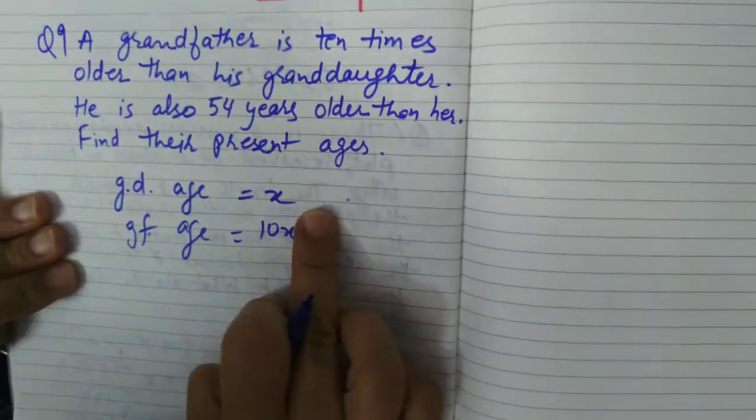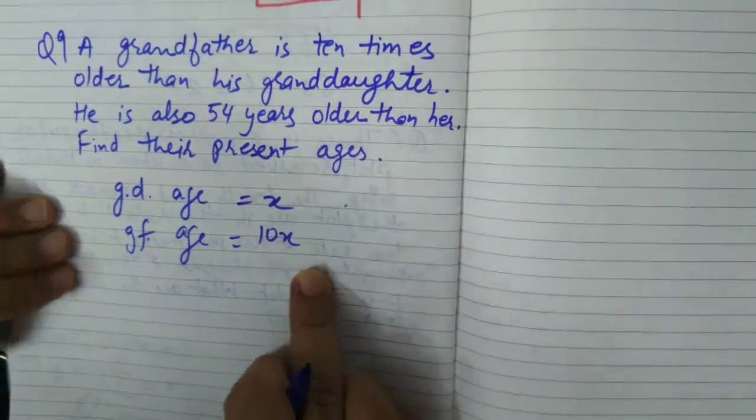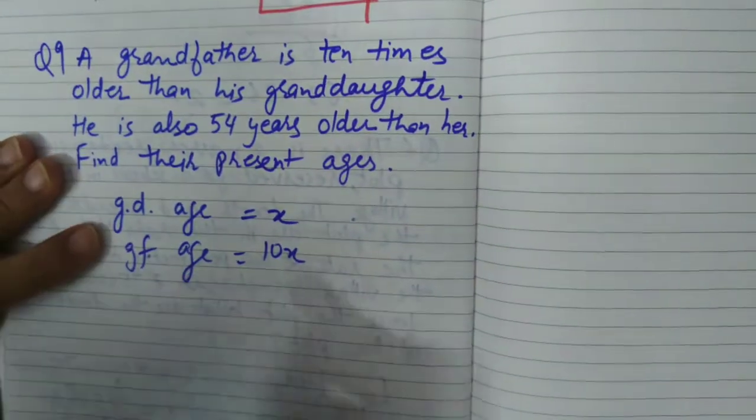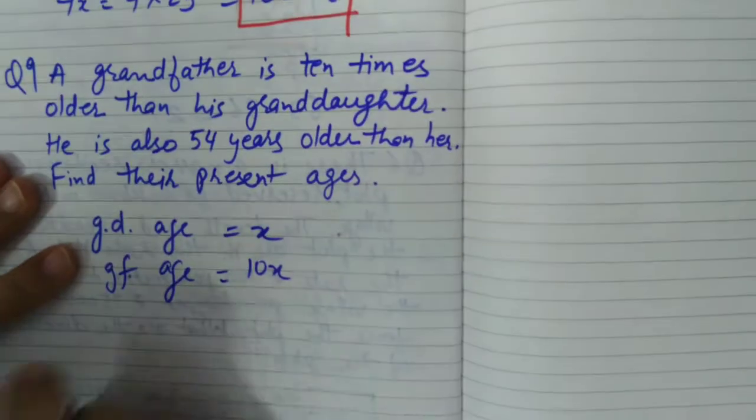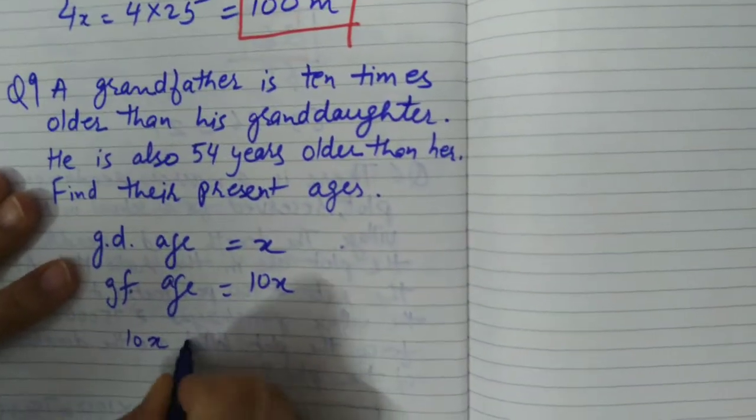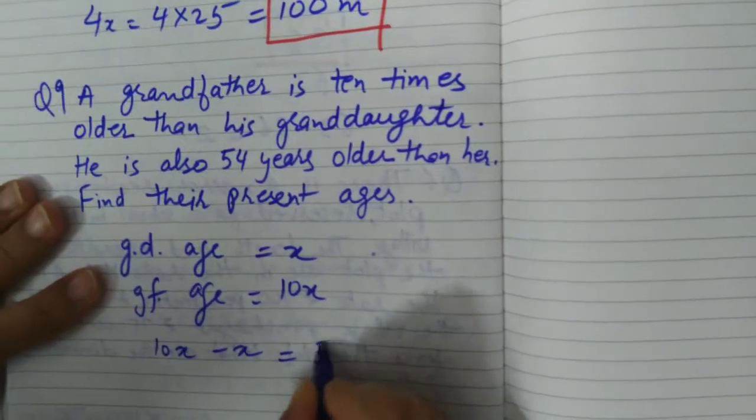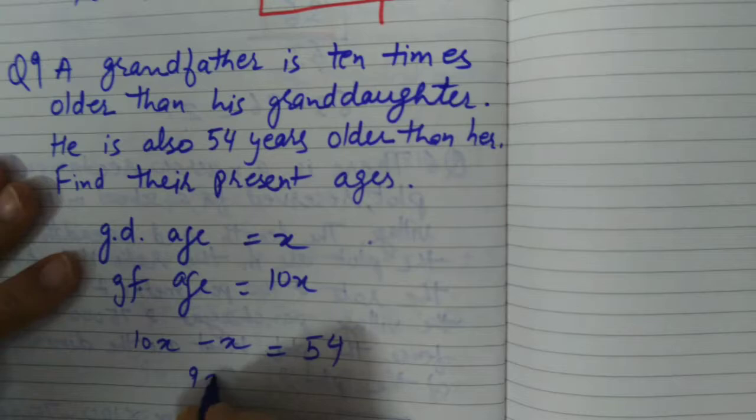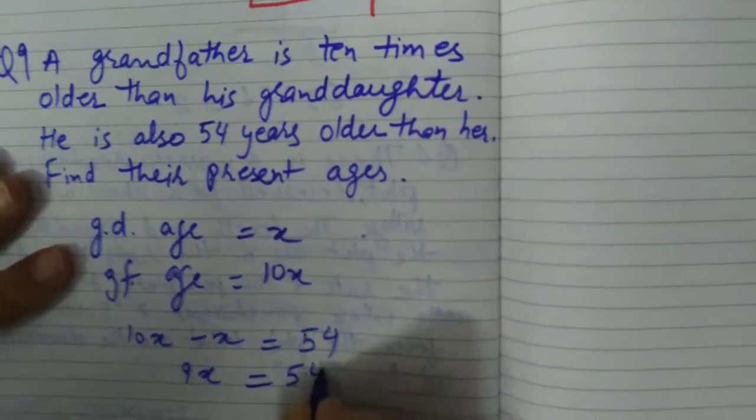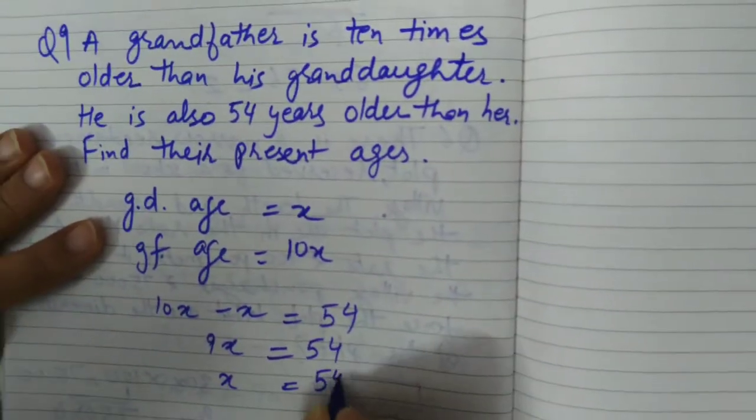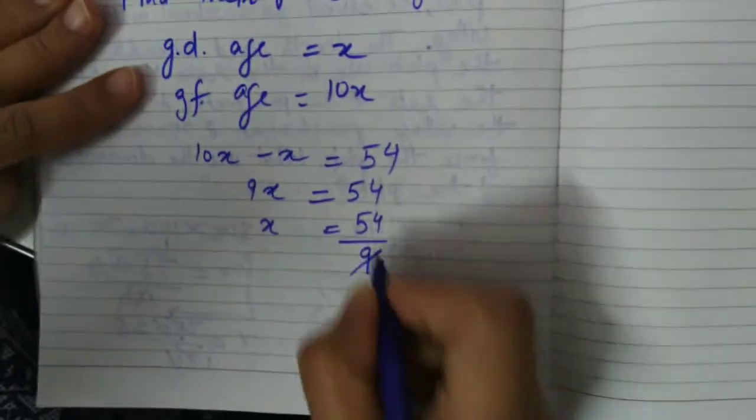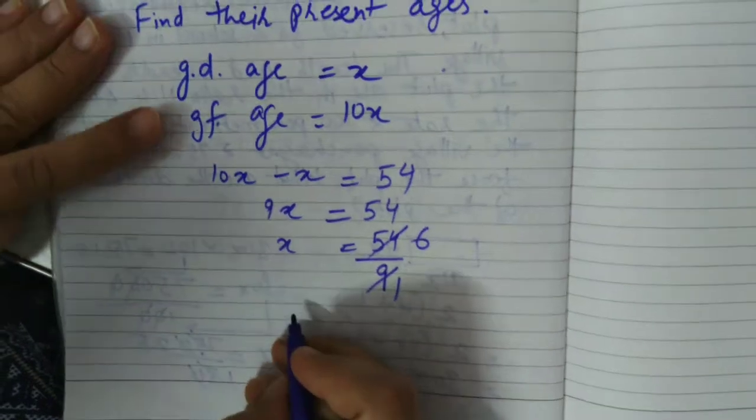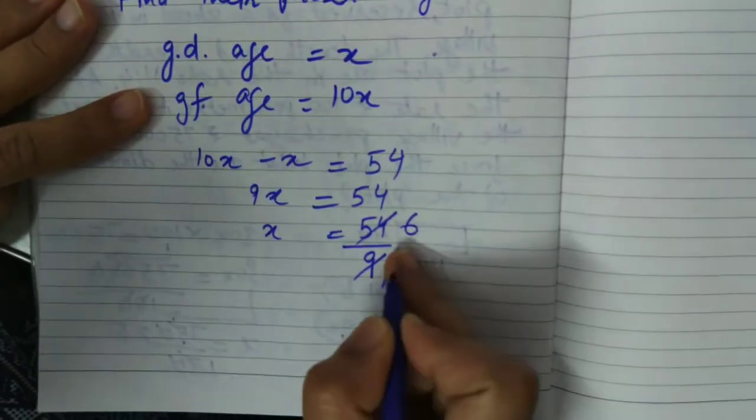So granddaughter is x and grandfather's age is 10x. Now further they have written he is also 54 years older than her. So 10x minus x equal to 54. So very simple equation. Now here this becomes 9x equal to 54. x equal to 54 upon 9. So 9 6s are 54. x equal to 6. So granddaughter's age is 6.